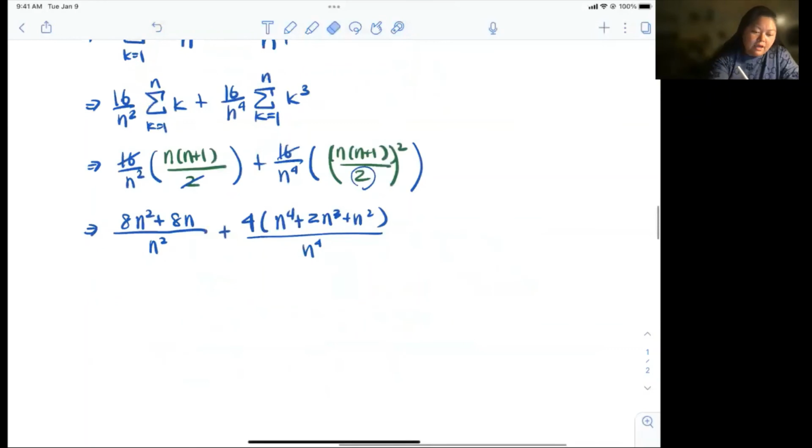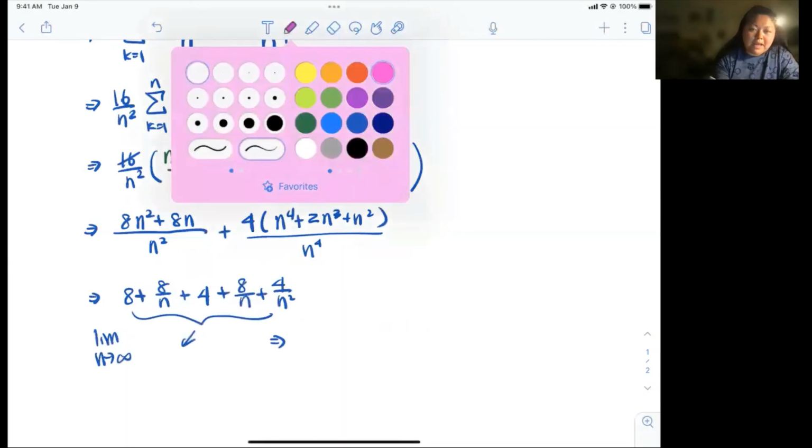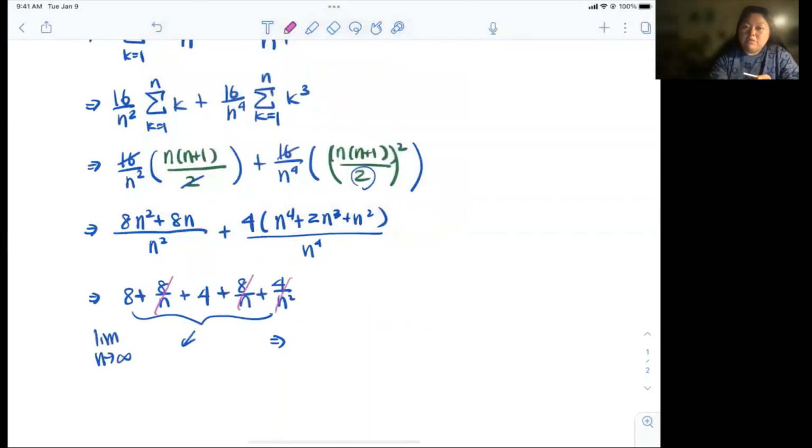All right, now split them into individual fractions. So you have 8n squared over n squared, which is 8, plus 8n over n squared is 8 over n, plus 4n to the 4th over n to the 4th is 4, and then 8 over n, and then 4 over n squared. So same as before, at this point you can say limit as n approaches infinity of this whole thing, and you don't have to rewrite everything because it's such a pain, but all the ones with the n on the denominator will go to 0, and hence you get the same answer. This is what I'm talking about, magic.